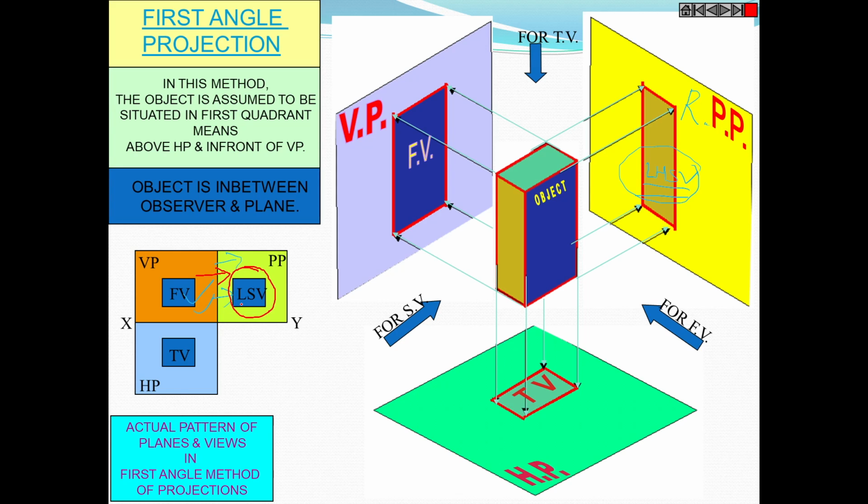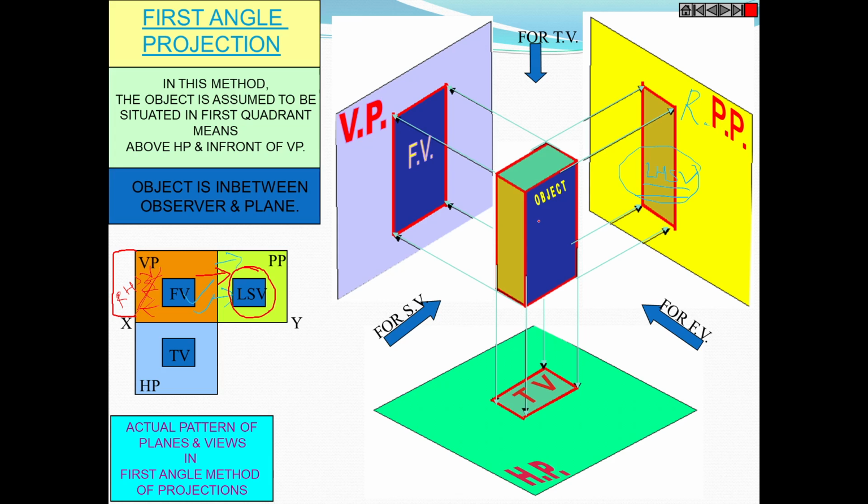If you are drawing the right hand side view, we get it on this side. So we get here the right hand side view, on the left of the front view in the first angle method of projection.